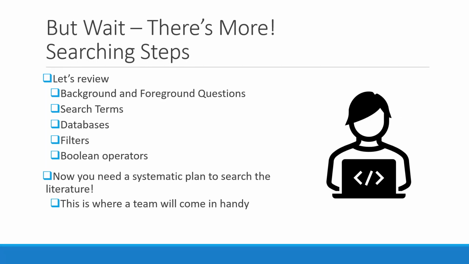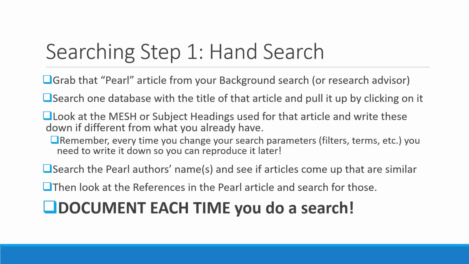This is where it's going to help to have a team, because you're going to search in a whole bunch of different ways. All right. The first way is a hand search. So grab that Pearl article that you have from your background search and take a look at the references. More than likely, you're going to find some articles that you're going to want to peruse that are along the same topic, that are going to be similar to the type of study that you want to do.